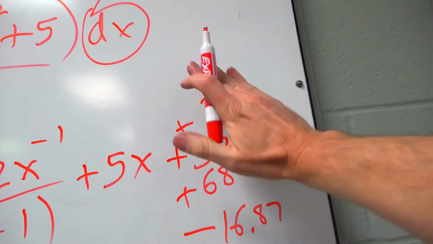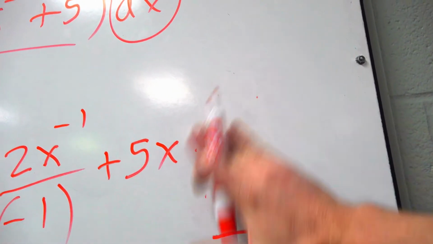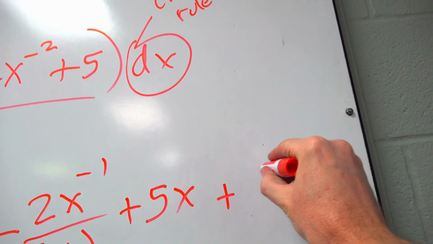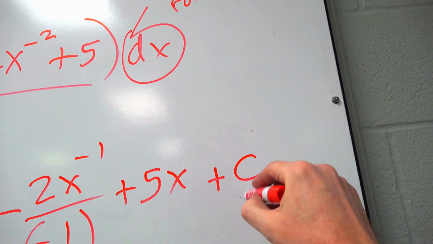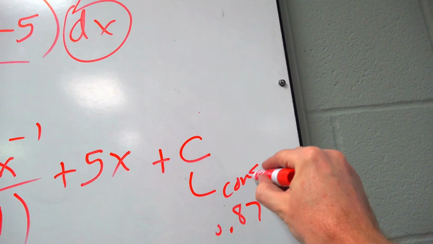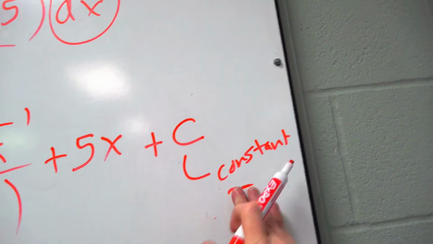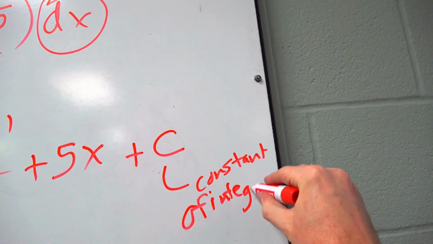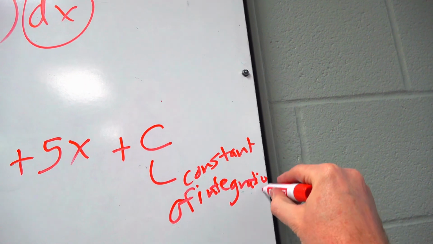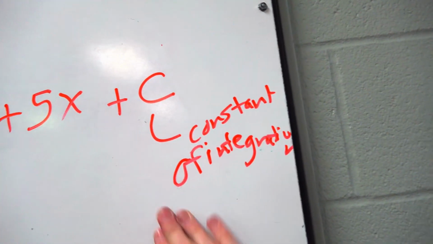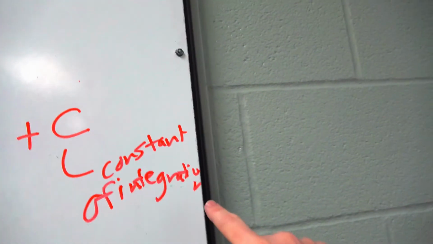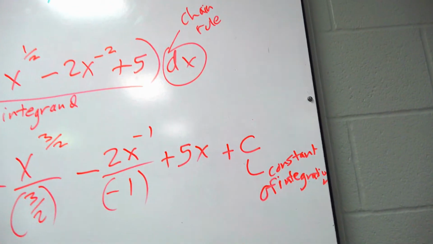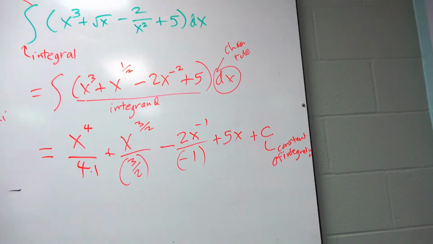So to handle all that, we don't put this on a test. That would be chaos, right? To handle all that, what you do is you put plus c. C is called the constant of integration, all right? The constant that could have been there, and I'm completely running out of room. Constant of integration is the constant that could have been there and disappeared in the derivative process, okay?